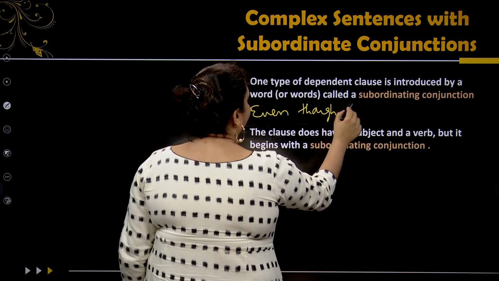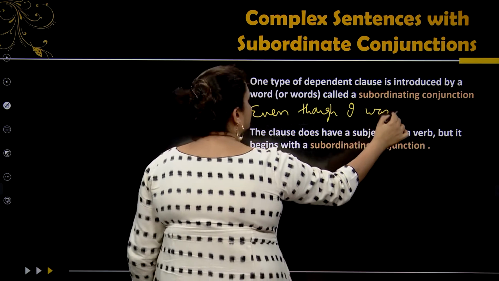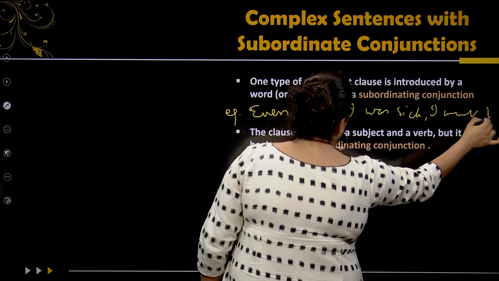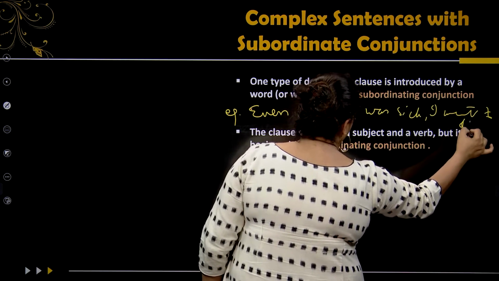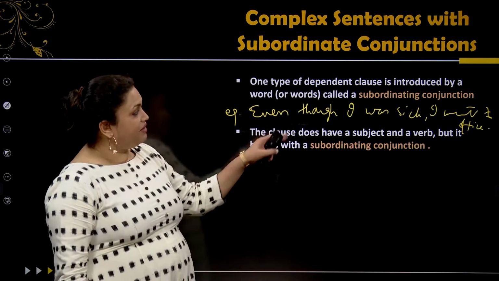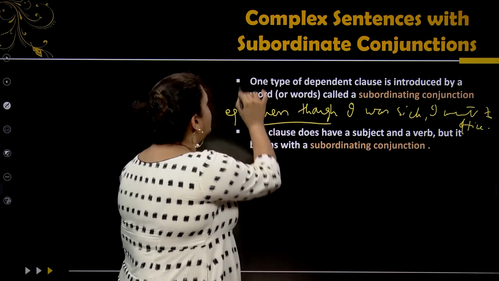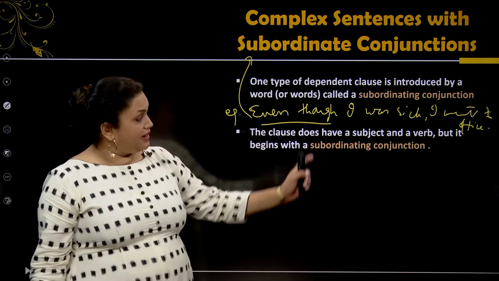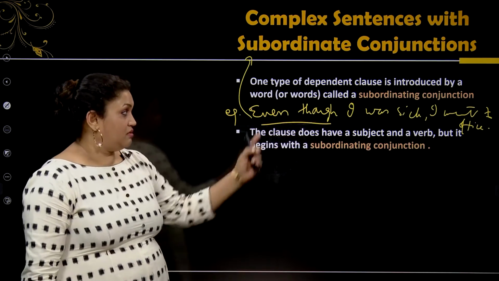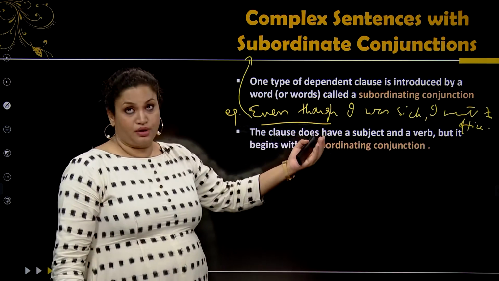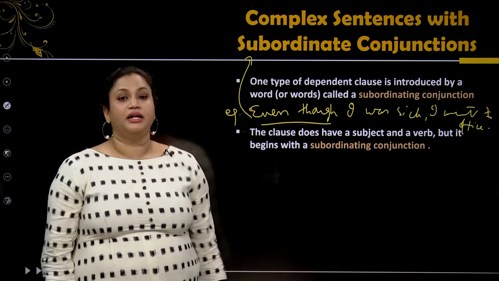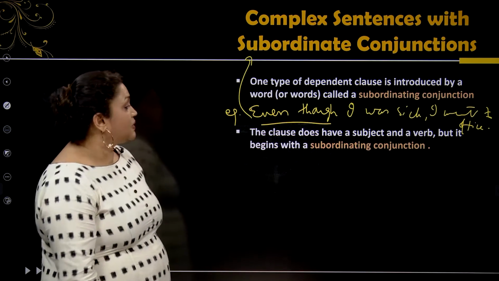Even though I was sick, I went to office. In this sentence, you will see even though is a subordinating conjunction, and I was sick becomes a part of this dependent sentence, or a dependent clause. And the next one, I went to office, is definitely an independent sentence. Okay, so that is what it is.